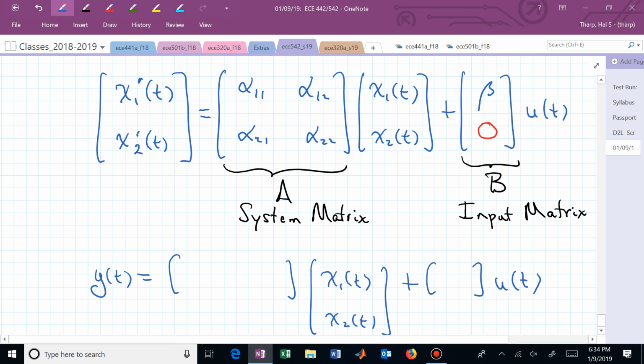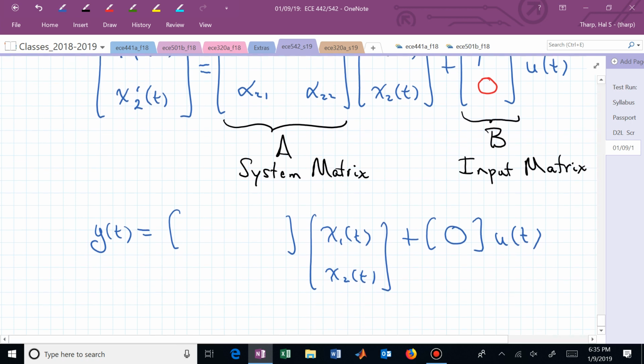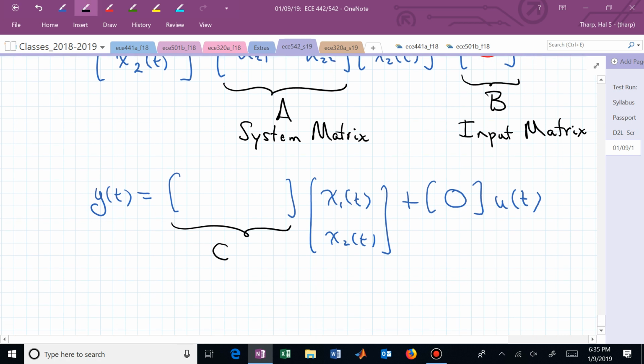Is there any weighting of u in our output equation for y? Does u explicitly come in? No. So that's why this matrix, it's a scalar, it's a 1 by 1 matrix, will be 0. And how do we now multiply a matrix here that we can call C? This is our output matrix. This is our D matrix.